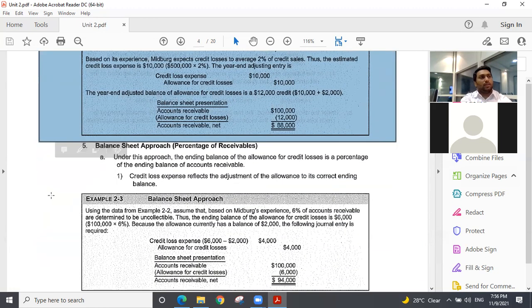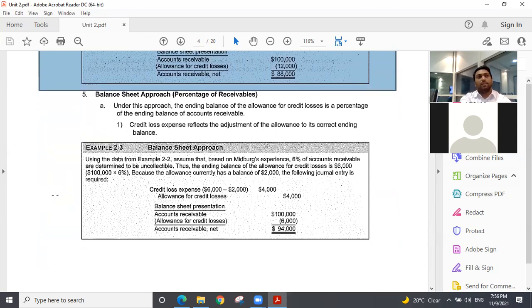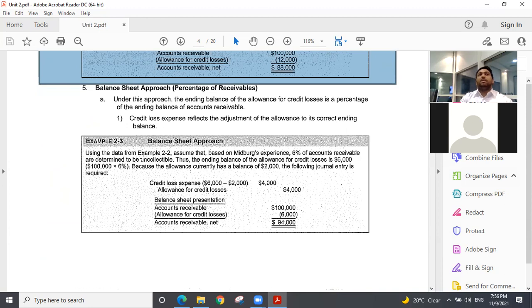Next one is the balance sheet approach. That is the percentage of receivables method. Under this approach, the ending balance of the allowance for credit losses is a percentage of the ending balance of accounts receivable. Credit loss expense reflects the adjustment of the allowance to its correct ending balance.